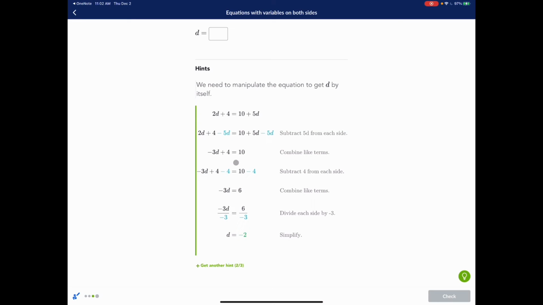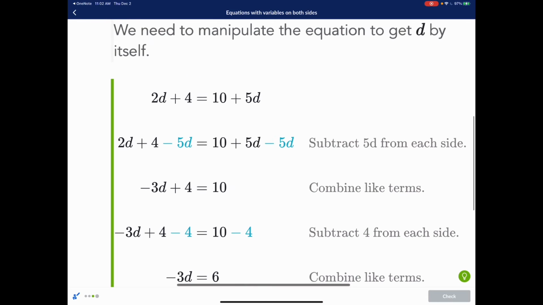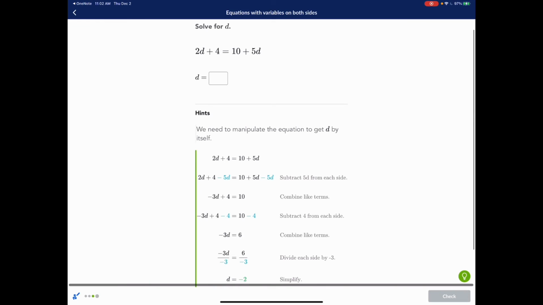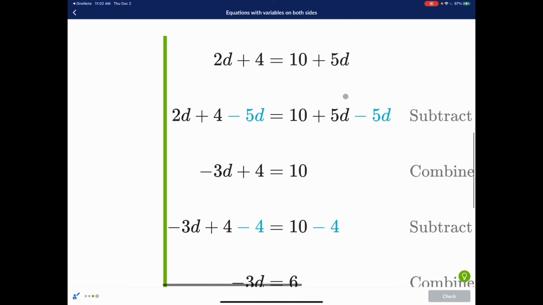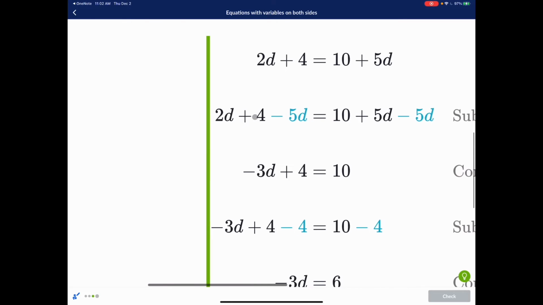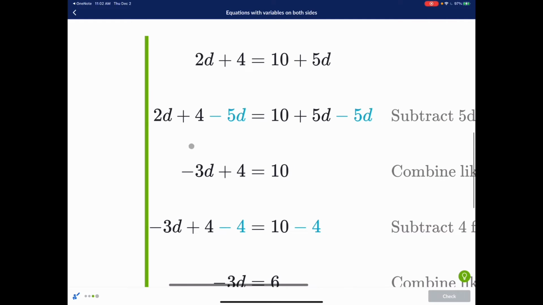Okay. So as you can see, Khan decided to subtract 5d first. But for me, I decided to subtract the 4 first. And you'll see that we'll get the same answer. Subtract the 5d. 5d minus 5d is 0. 10 plus 0 is 10. And then 2d minus 5d is negative 3d.